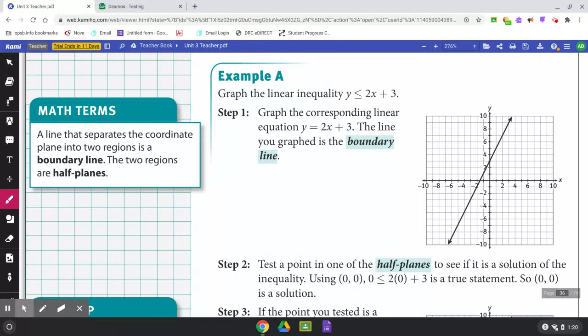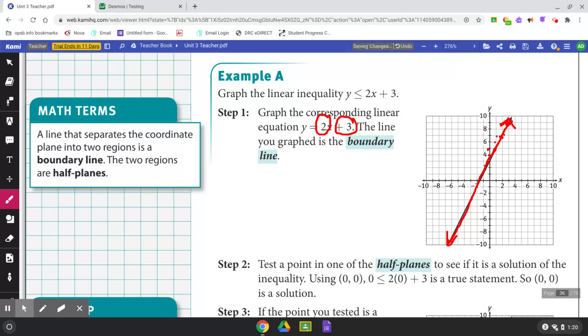Okay, so example A, we're going to graph the linear inequality y is less than or equal to 2x plus 3. We first need to graph the corresponding linear equation, y equals 2x plus 3. That tells us that our y-intercept is 3 and our slope is 2. So we put a point at 3 on the y-axis, then our slope is 2, so that's up 2, right 1, up 2, right 1, up 2, right 1, and then we connect those points all the way down. That is how they got that graph.